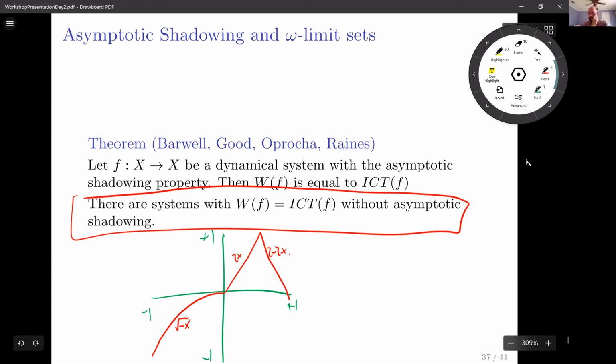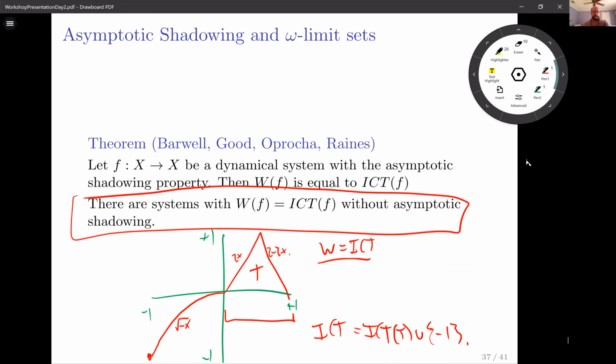Okay. So looking at this, with a little bit of work, we can show that this has W equals ICT of F. Okay. And the reason for that is because an ICT set either lives entirely over here or is just the point 1, right? So ICT of F is equal to ICT of the tent map, let's call that one T, union the very boring set, minus 1.